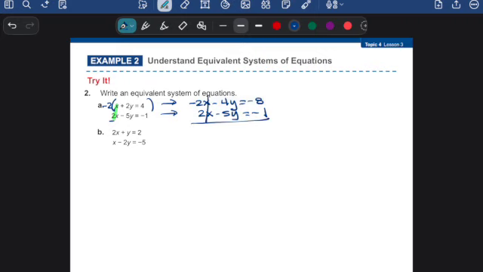So my x variables cancel. I have -9y equals -9. Y is going to equal 1. Plug that into one of the equations. Let's plug it into the first one, x plus 2.